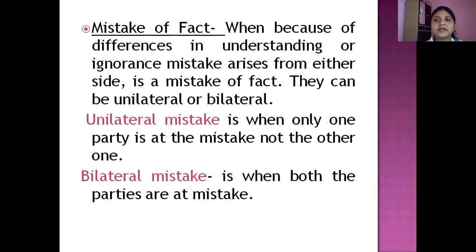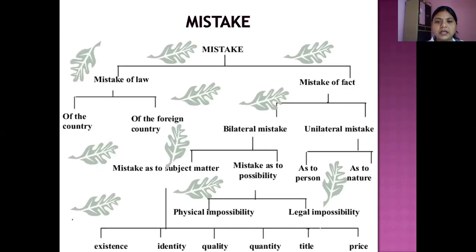Let's go back to the flowchart, as some more points are there to understand mistake. Bilateral mistake includes mistake as to subject matter. When the parties make a mistake in understanding the subject matter regarding its existence, identity, quality, quantity, title, or price, it is called mistake regarding subject matter. It makes the contract void. Then mistake as to possibility: physical impossibility and legal impossibility.